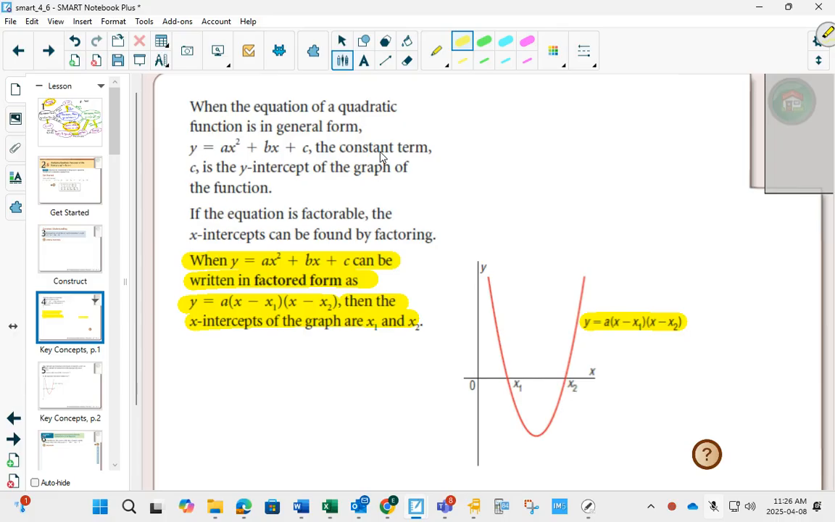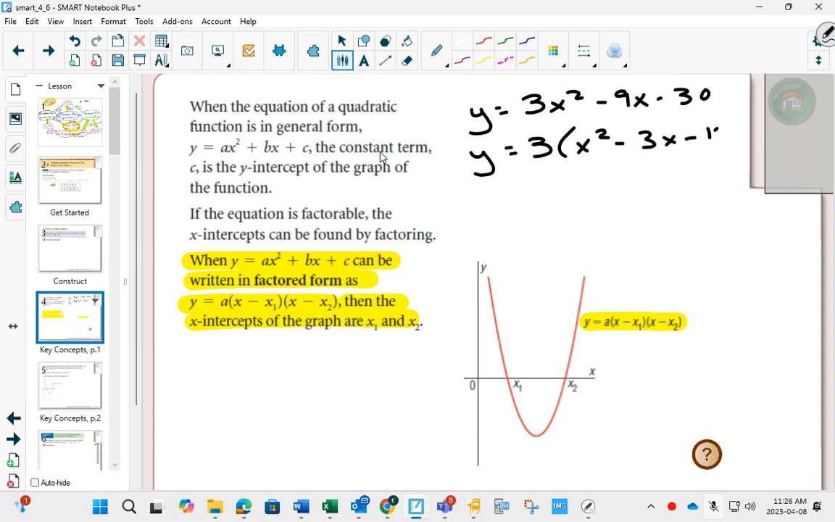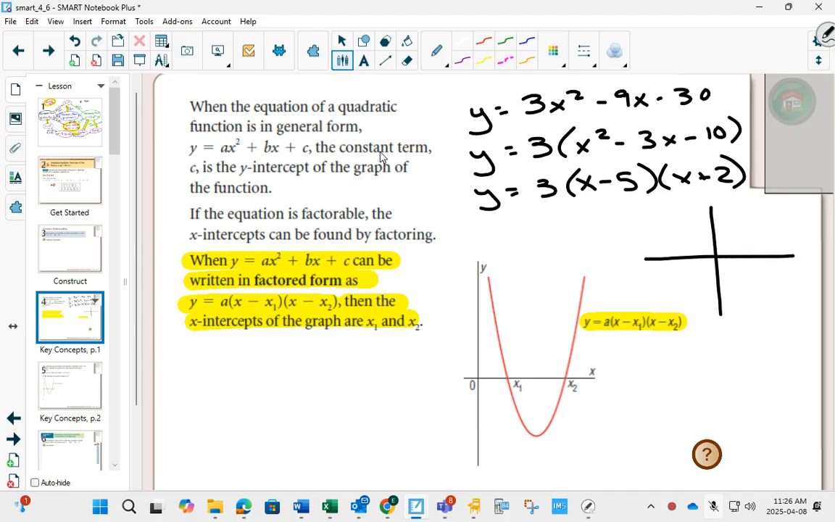Okay? And then if we turn the page to page 302, maybe I'll use the example that you had just above. The one with the 3x squared. Let's write it out. You had 3x squared minus 9x minus 30. And because you can factor this, you can factor out the 3. And then this factors nicely to be x minus 5, x plus 2. You would know the a value tells you that it opens up.